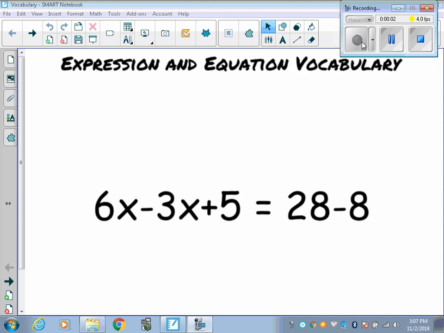Hello class, we're going to try this video to see how it works. First off, we're going to talk about expression and equation vocabulary. So I have this example that we'll look at here in just a little bit once we go over the vocabulary itself.